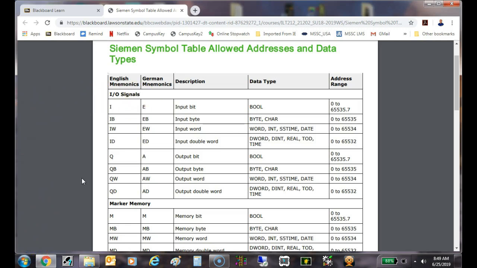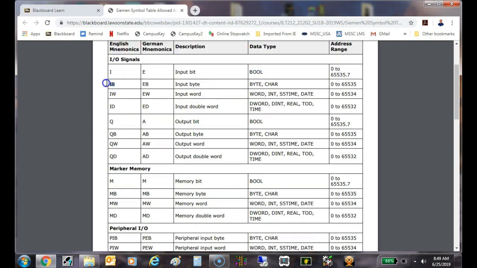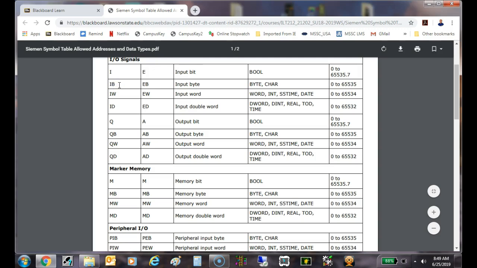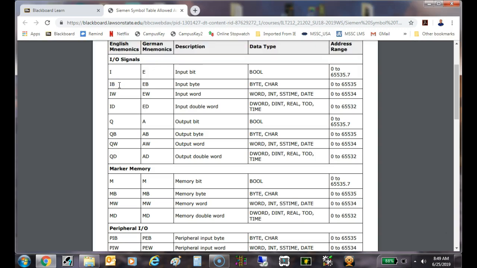Our instructions vary a little bit. On inputs, if we use I, this is what they call Boolean. This is simply a bit, right? And we could have up to 65,536 bits. If we wanted to specify bytes, instead of using I, we would use IB. That way you could input a whole byte, a whole byte of inputs at the same time.